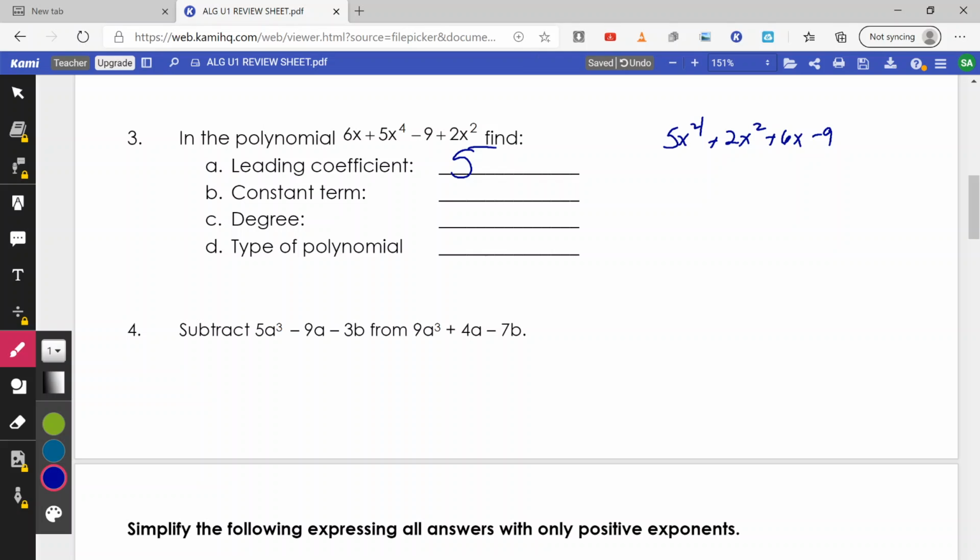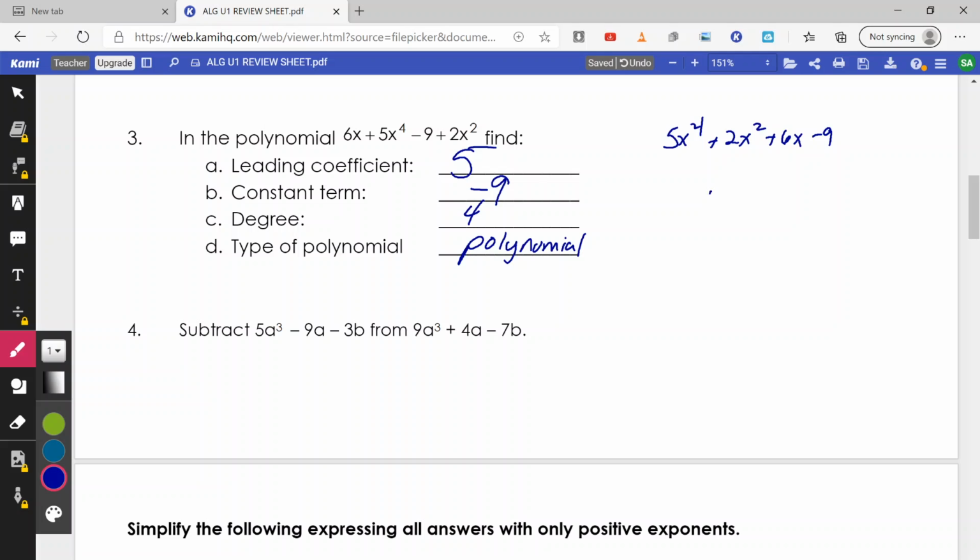The constant term is the solid number in our problem that has no x's attached. So x to the 4th, x squared, x, none. So constant term is minus 9. The degree is the highest exponent, so 4. And the type of polynomial, we just count the number of terms, 1, 2, 3, 4. So that means we have a polynomial.